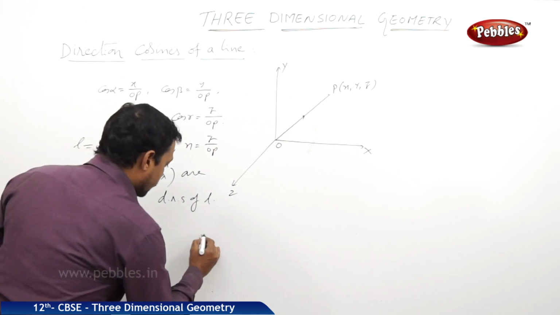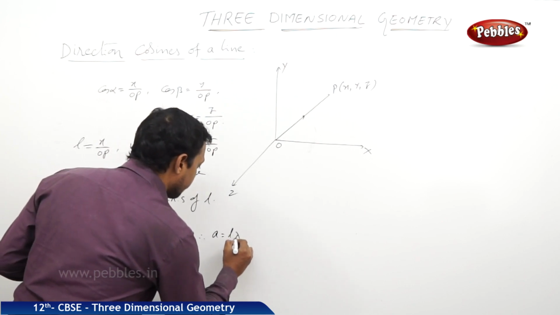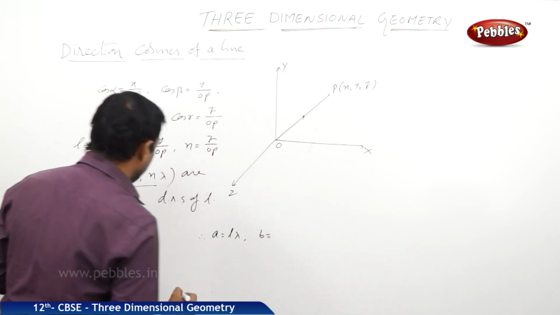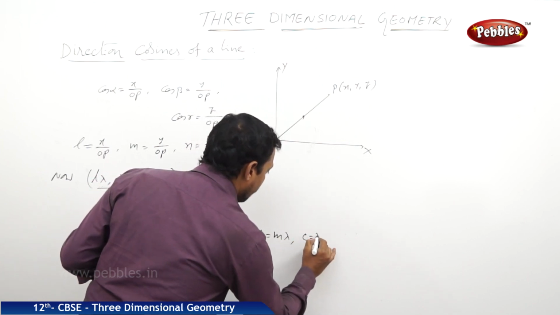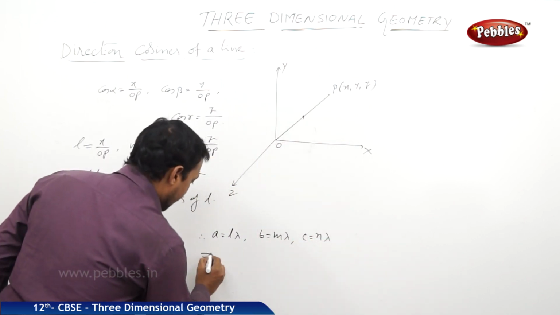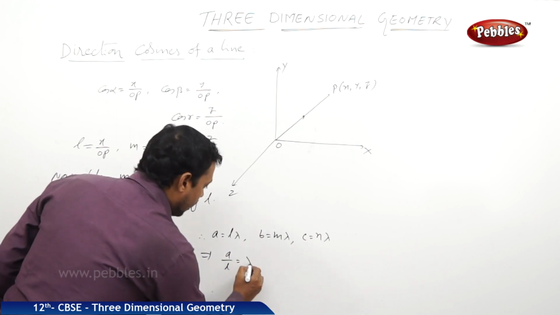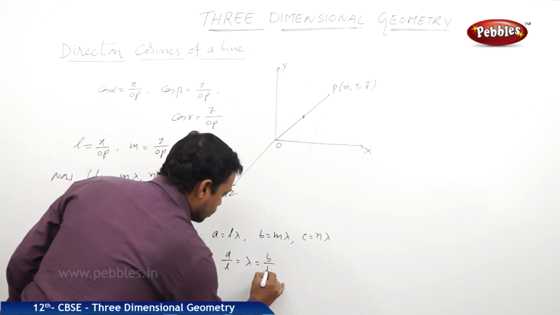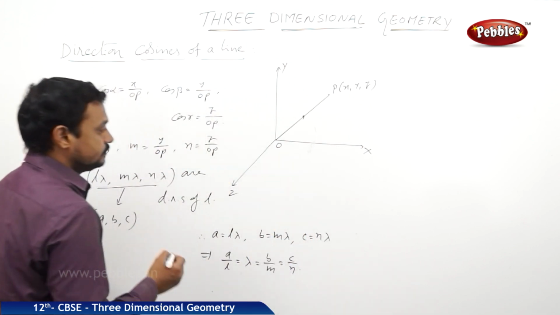Therefore, A is equal to L lambda, B is equal to M lambda, and C is equal to N lambda. This implies A by L is equal to lambda, which is equal to B by M, which is equal to C by N.